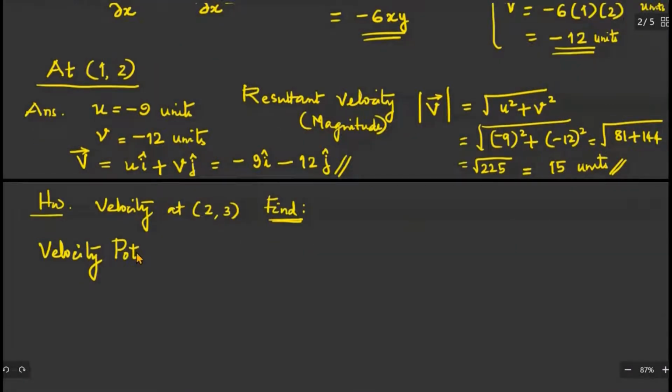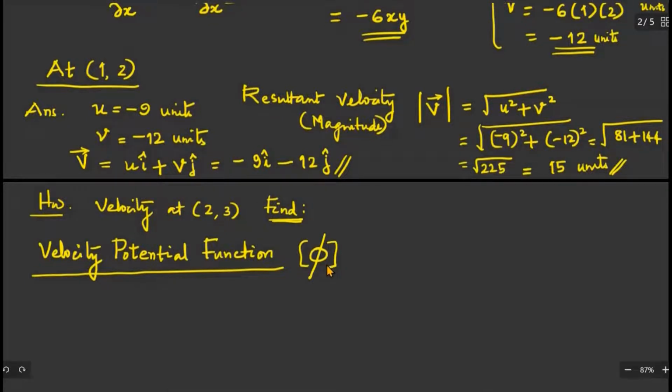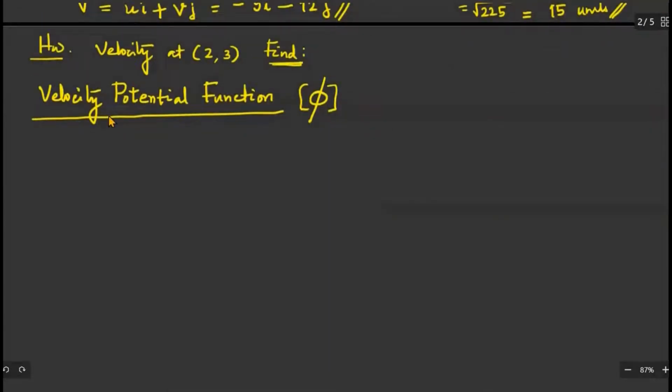Like the stream function, you have another scalar mathematical function called the velocity potential function, and it is represented by phi, the potential function phi. So how do we find it out? This is much simpler, because the velocity vector, let us say V, is u i plus v j plus w k also.